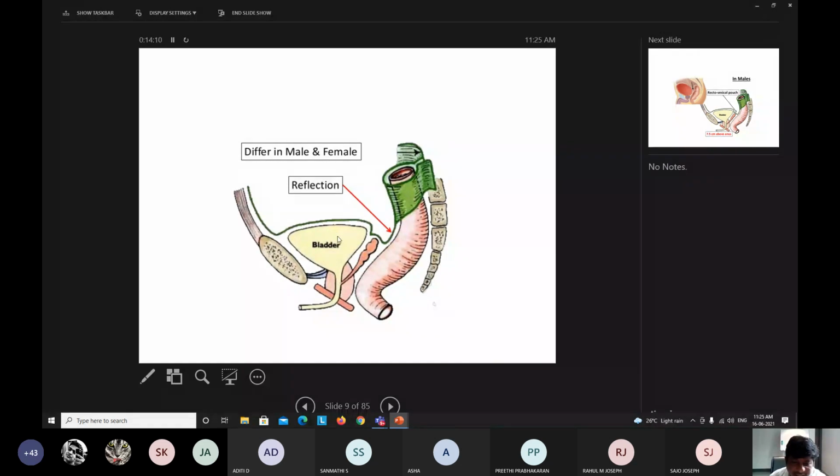Sorry, this bladder is the vesica. Another name for the urinary bladder is the vesica. So between the rectum and urinary bladder, the prostate is there. So in male, this fossa is called the rectovesical pouch. So this is called the rectovesical pouch in male.